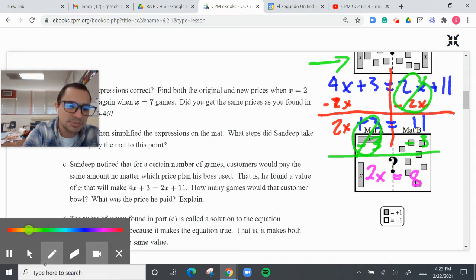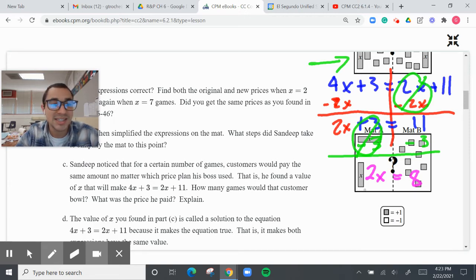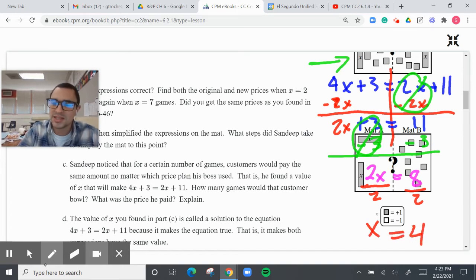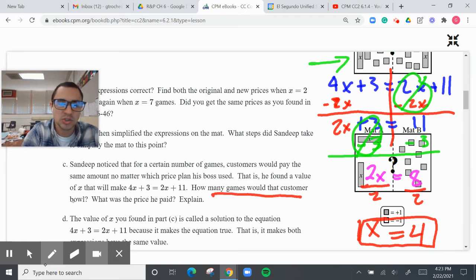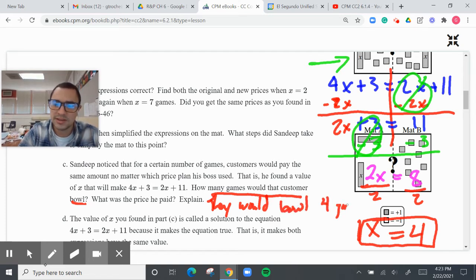So in order to get x by itself, we need to know, if I split these x's into two groups, how many does each group have equally? So if I divide this by 2 and this by 2, I will know that x is going to equal 4. So that means 1x, which you don't need to put 1, but 1x is going to equal 4. So how many games would that customer bowl? They would bowl 4 games.